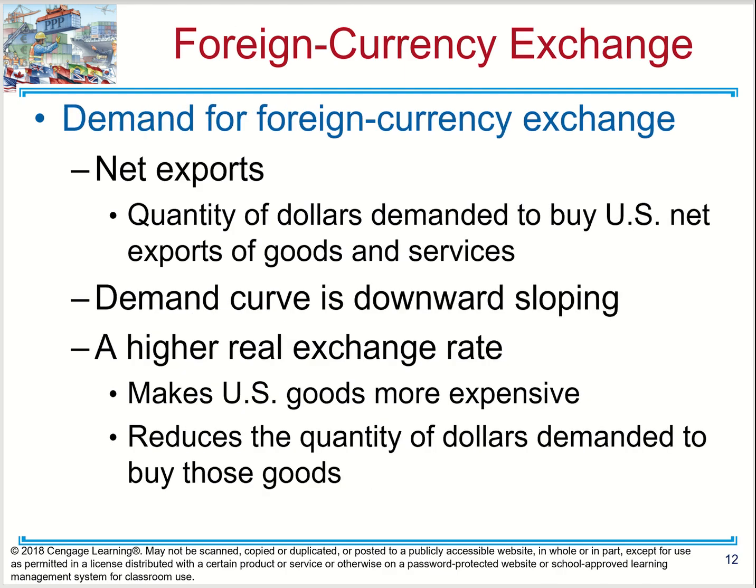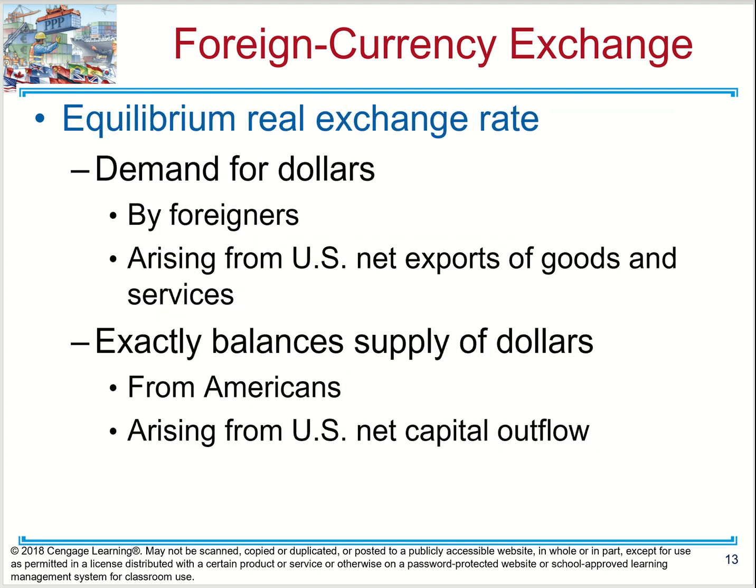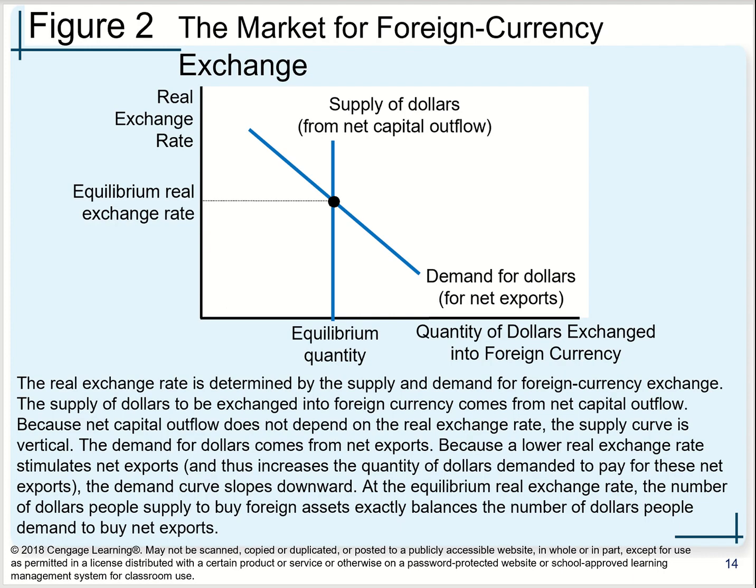All right. Okay, so we talk about this. Talk about a higher exchange rate, lower exchange rate. So this is the graph for your market for foreign currency exchange, or the Forex market. That's just easier to say. So Forex market. Your supply curve is your net capital outflow, so NCO. And the demand curve is your net export.